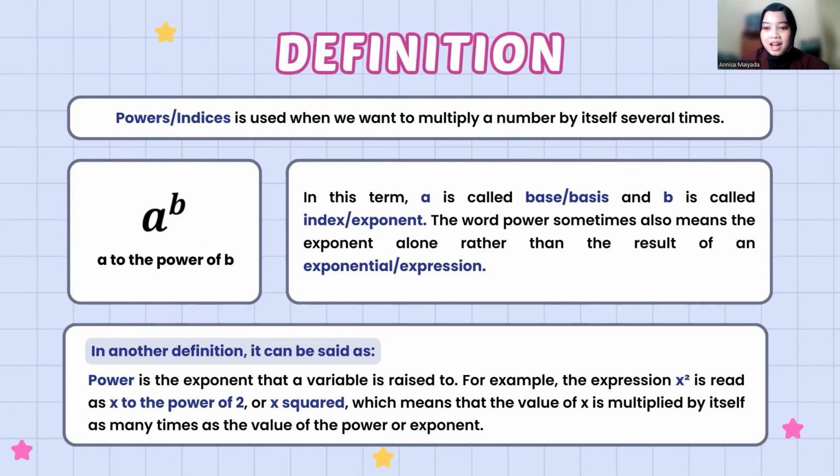The word power sometimes also means the exponent alone rather than the result of an exponential expression. In another definition, it can be said that power is the exponent that a variable is raised to. For example, the expression x to the power of 2 is read as x to the power of 2 or x squared, which means that the value of x is multiplied by itself as many times as the value of the power or exponent.